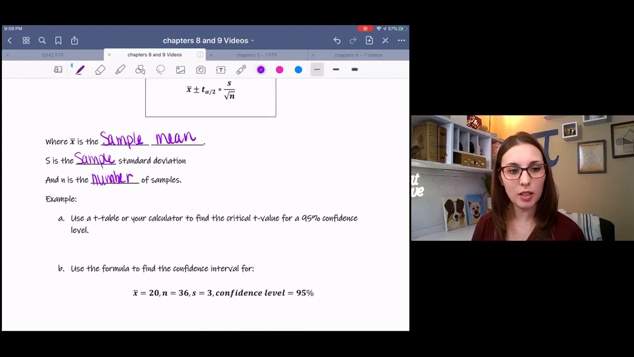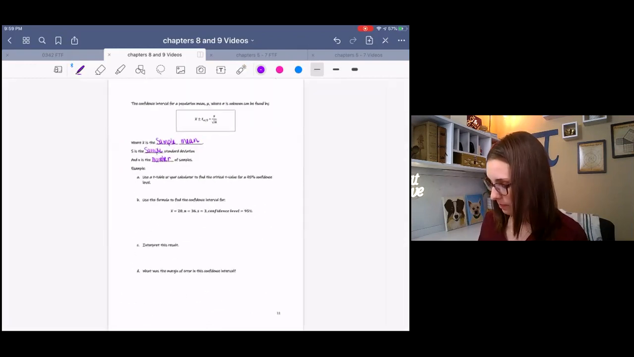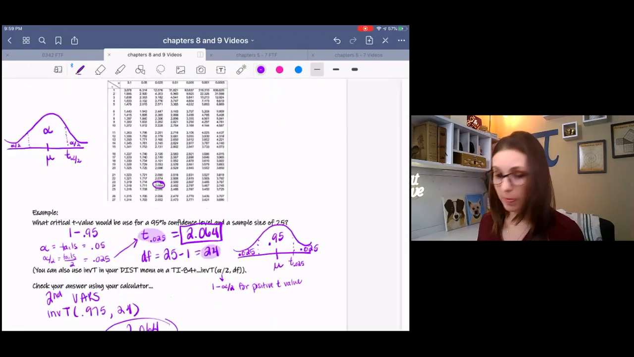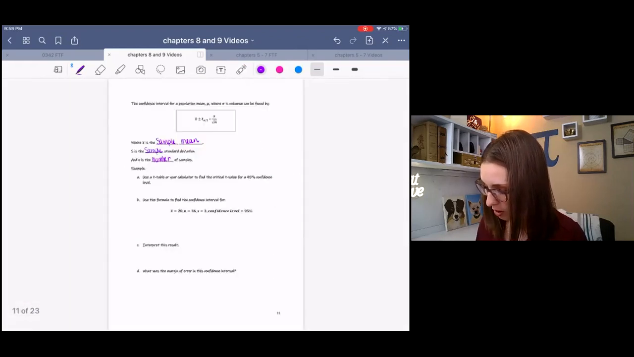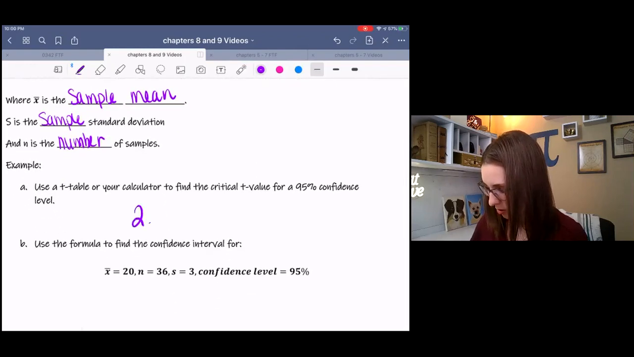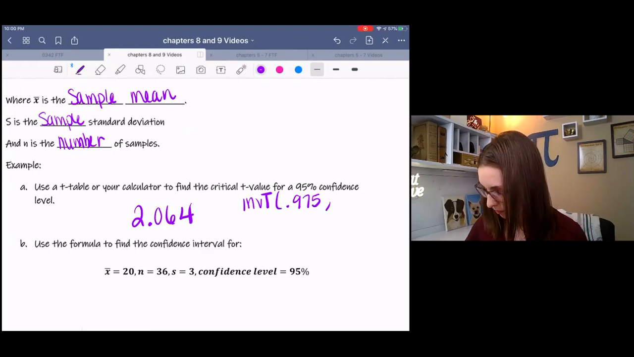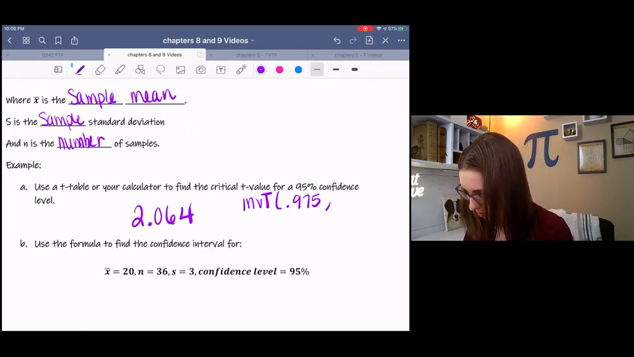Not too bad. Use a t-table or your calculator to find the critical t-value for 95% confidence level. We actually did that on this page, so you can use that instead. 2.064. You would do inverse t of 0.975. Uh-oh. We can't if we don't know the sample size.